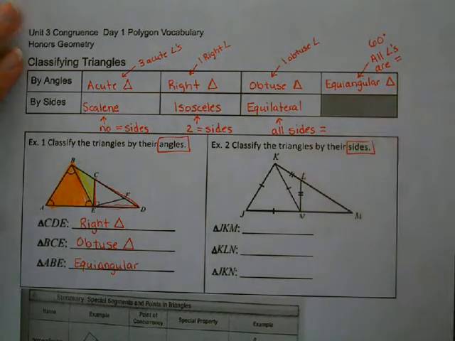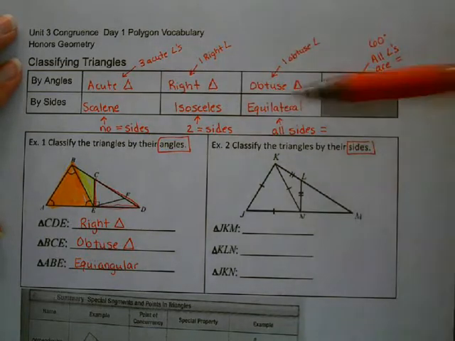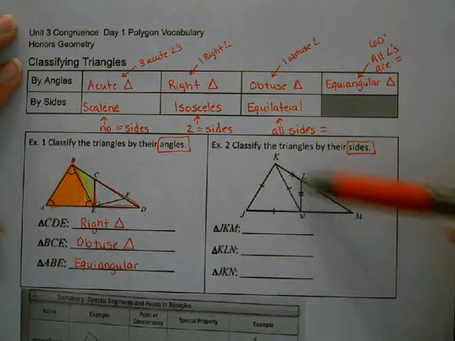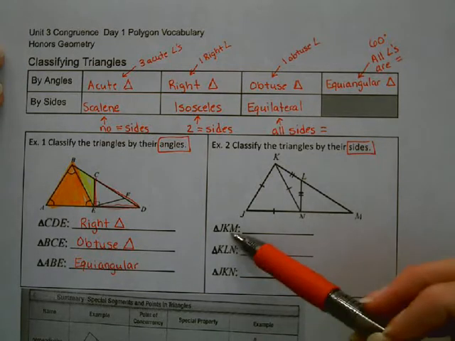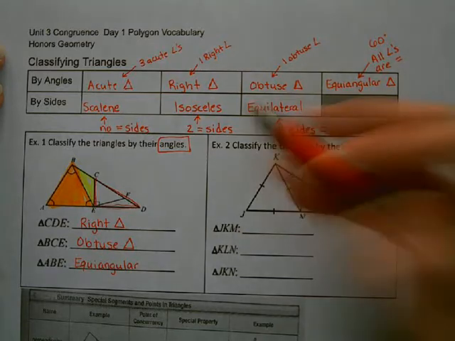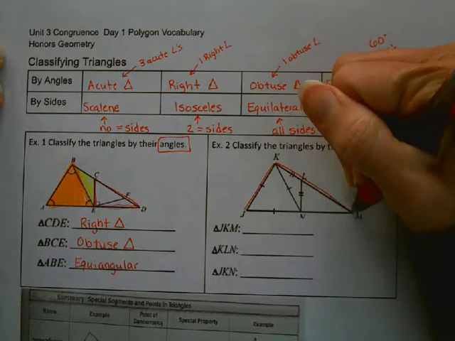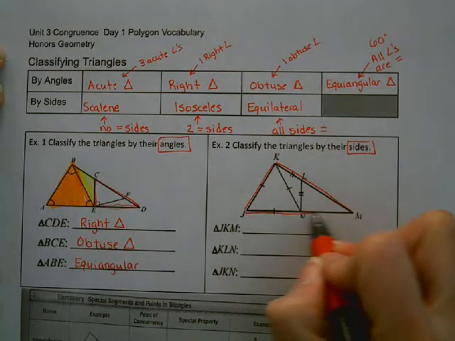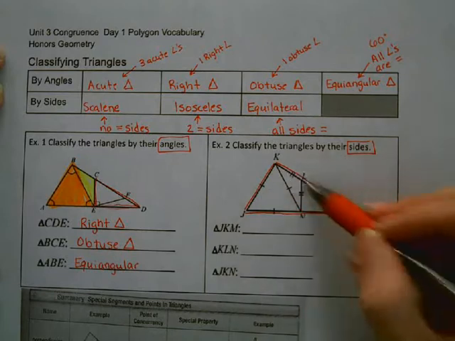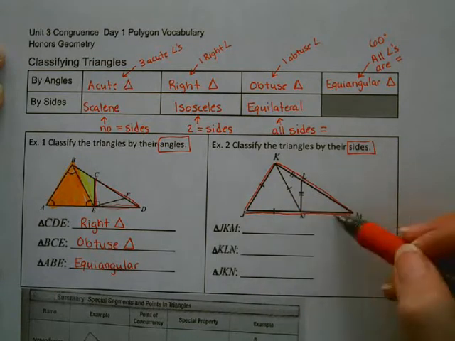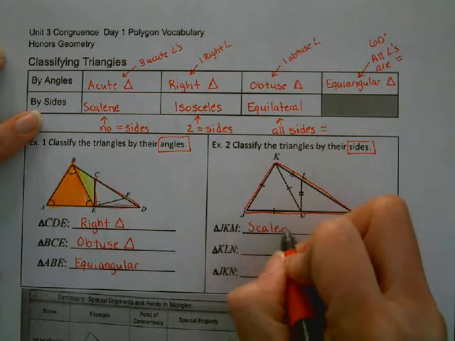Example 2, we're going to classify by sides. So our side choices are scalene, isosceles, and equilateral. Remember, these little marks on the side tell me which segments would be equal. Alright, so JKM. JKM is talking about the entire big triangle here. So JKM, this has one mark on it, but that side's not congruent and that side's not congruent. So we're going to call this one scalene.